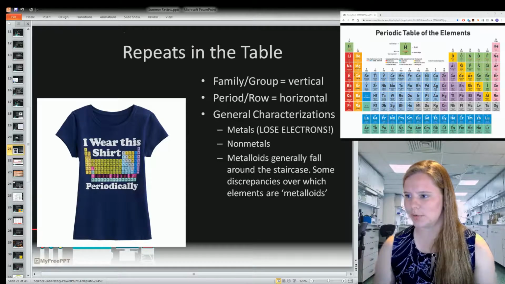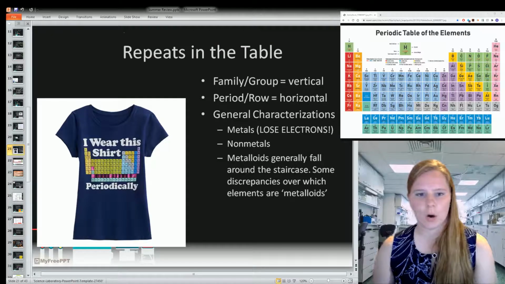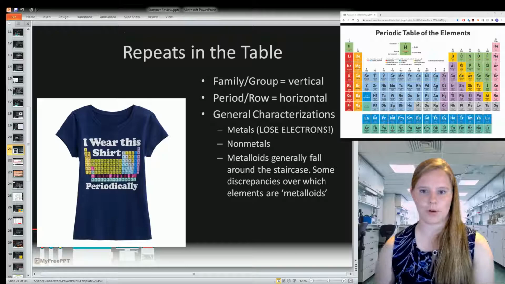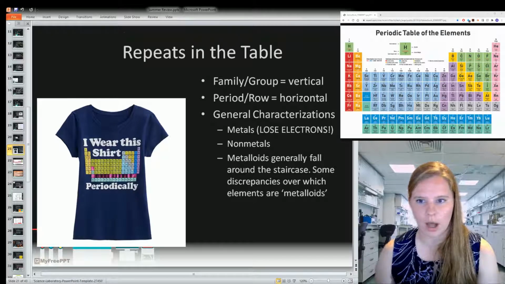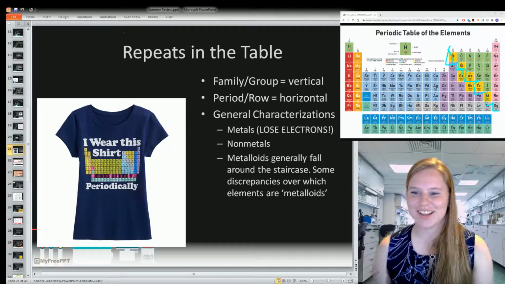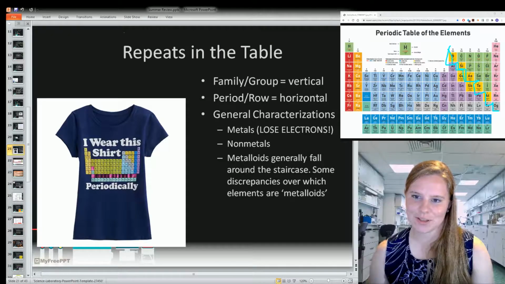And we have different names for different ones. So general characteristics on your table: you're going to have metals and you're going to have non-metals, right? If we look here, you have your staircase, which I can't draw very well at the moment, but it goes right like that. Only a little bit neater than the way that I drew it. So you have your staircase there, and this side, what's on this side?